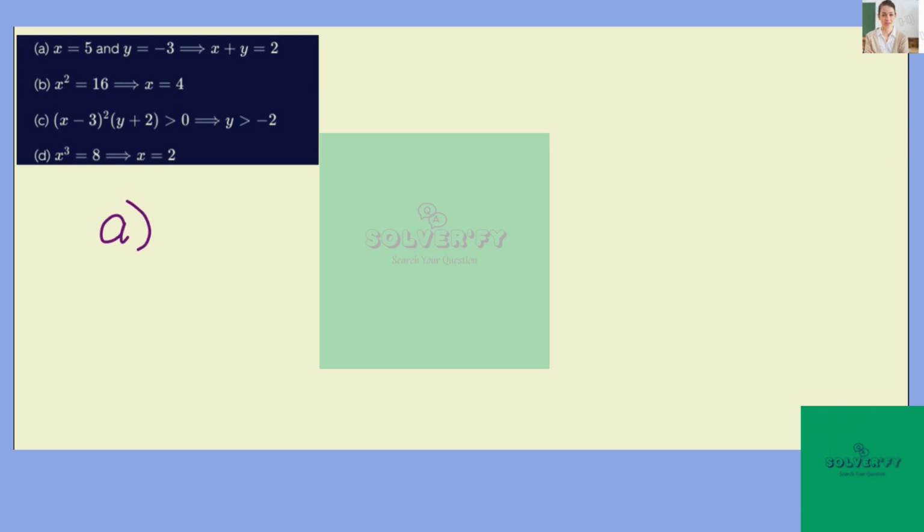We want to say if the implication is true, and then also if the counter implication is true. So the first one, we're saying if x equals 5 and y equals -3, then x plus y equals 2. We know that if we took x, which is 5, plus -3, that does equal 2. So we know that the implication is true.